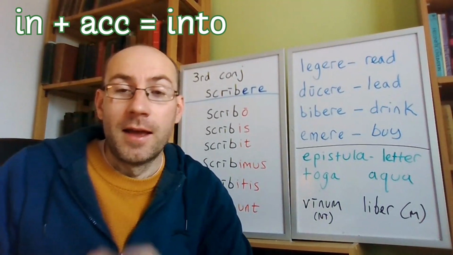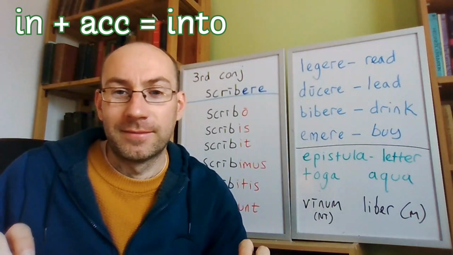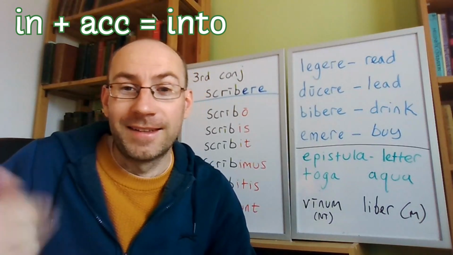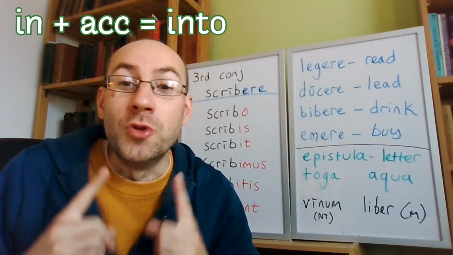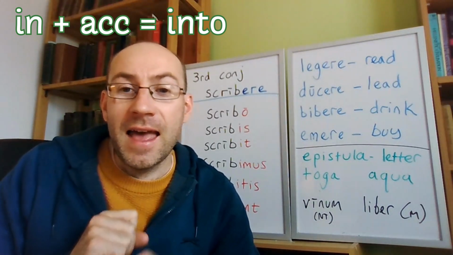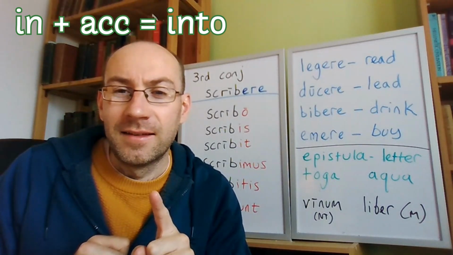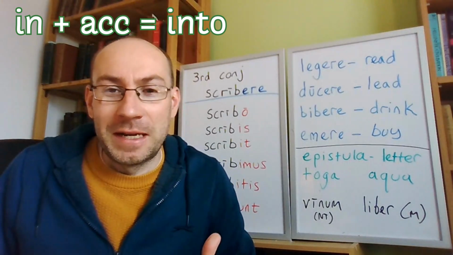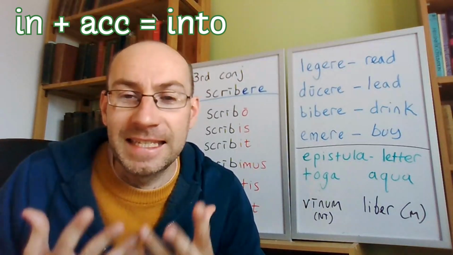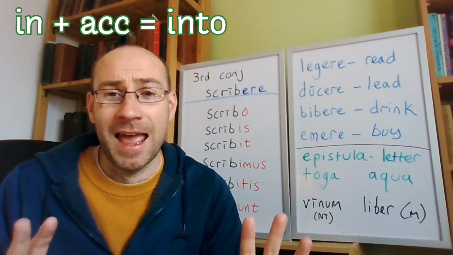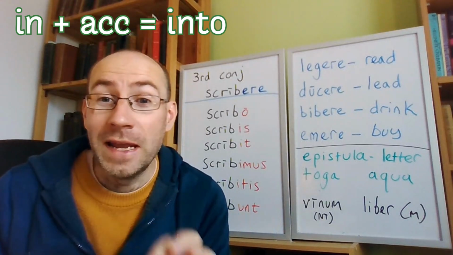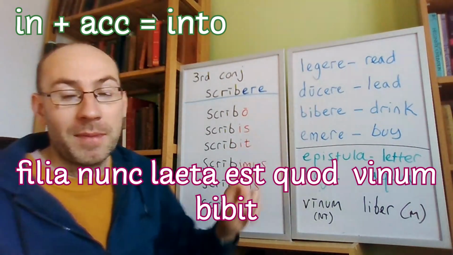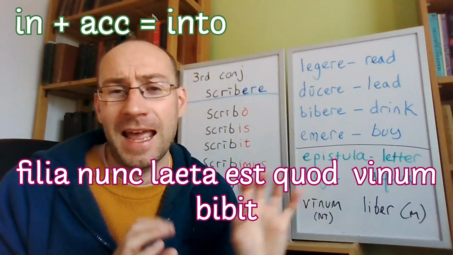Now, the daughter is happy because she drinks the wine. Nunc filia est full of light and goodness. Remember that one? Laita for feminine, lightus for a man. Nunc filia est laita. Nunc filia laita est. Quod, because vinum bibit, she drinks. Nunc filia laita est, quod vinum bibit.